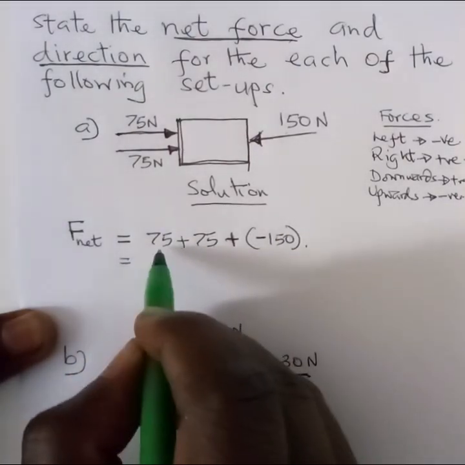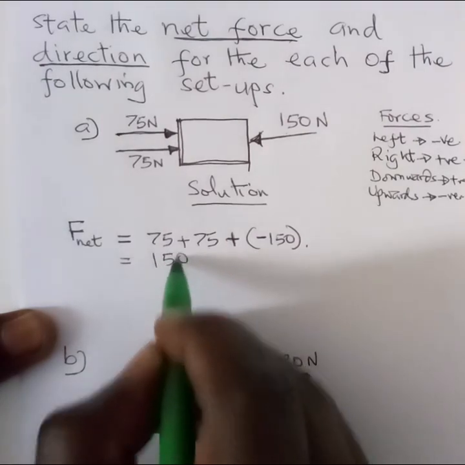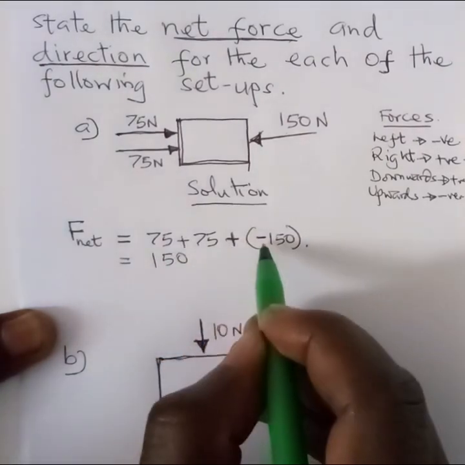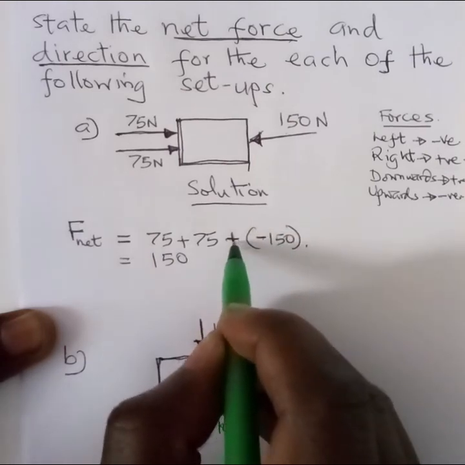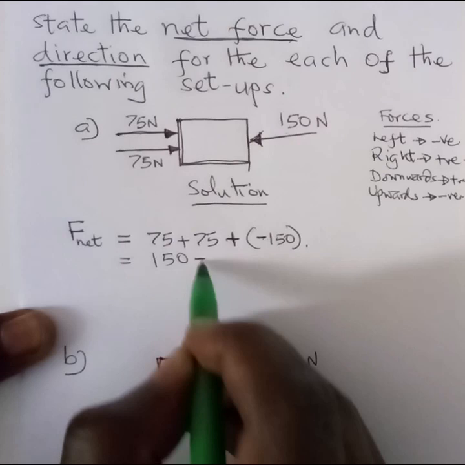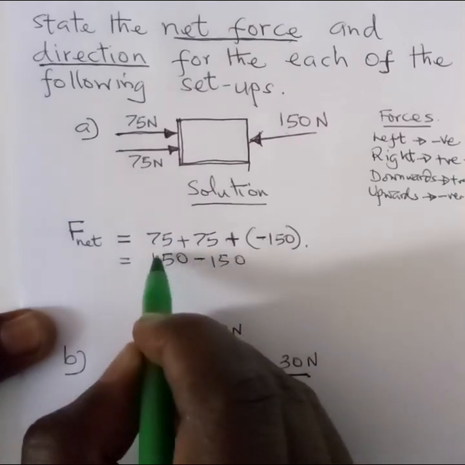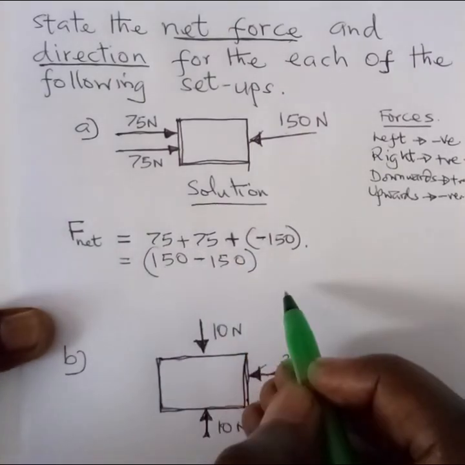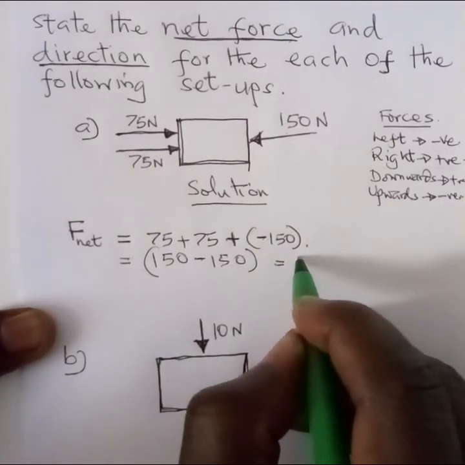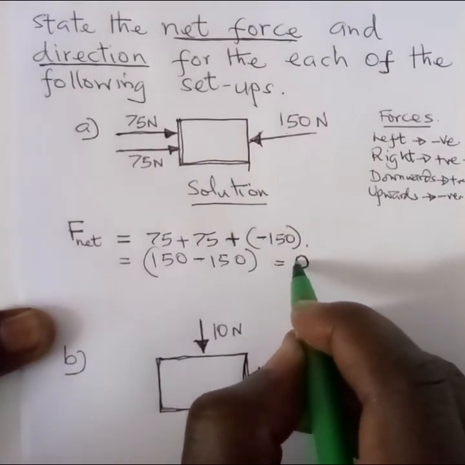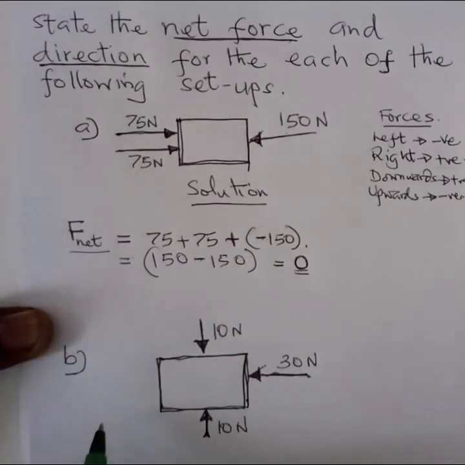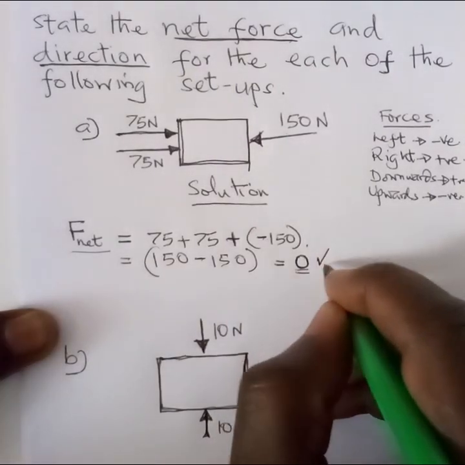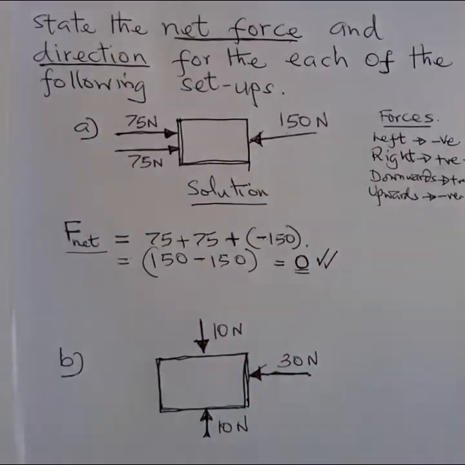So 75 plus 75 is 150. Then we have positive and negative here. We open this bracket, so it will be positive times negative, so it will be negative 150. So 150 minus 150 is 0. So this will be the F net, which is the net force. So the net force here is 0.